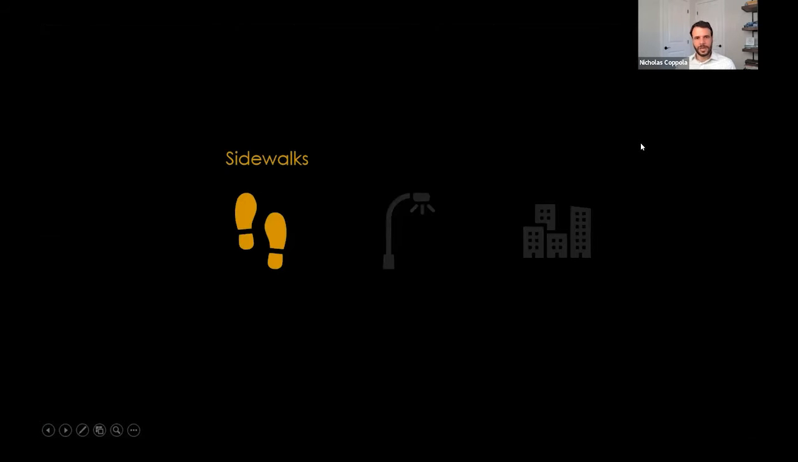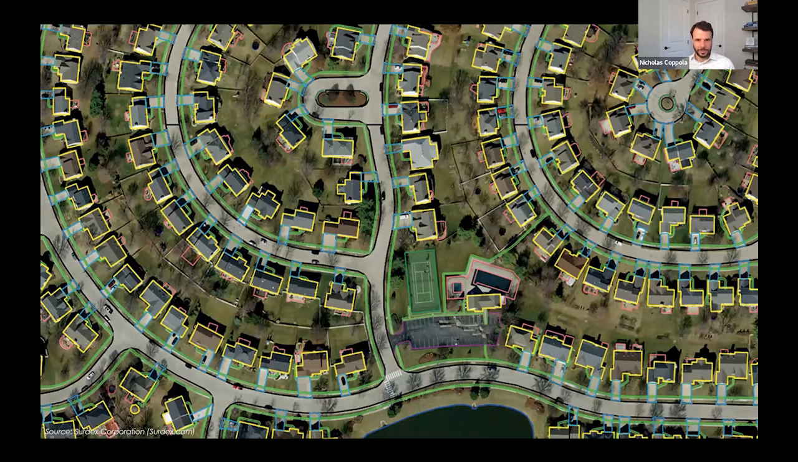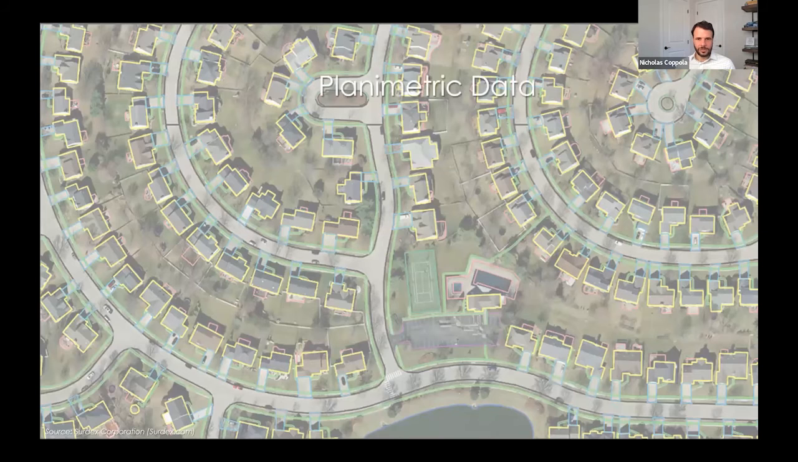So to get started, the first thing we had to do was have a better understanding of sidewalks and sidewalk data itself and find out what was available. So what we did was we turned to what's called planometric data. So a real quick overview of what planometric data is. You can see in this picture here, basically it is aerial imagery. And from that aerial imagery, you're able to trace a two-dimensional representation of infrastructure. So here you can see in yellow your building outlines, and they also have this data for sidewalks.